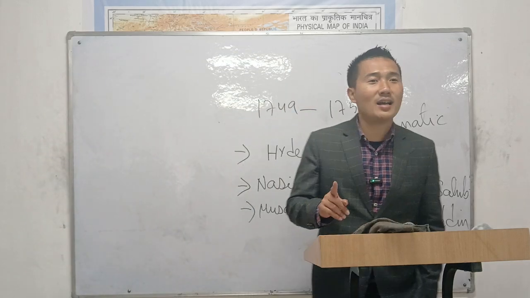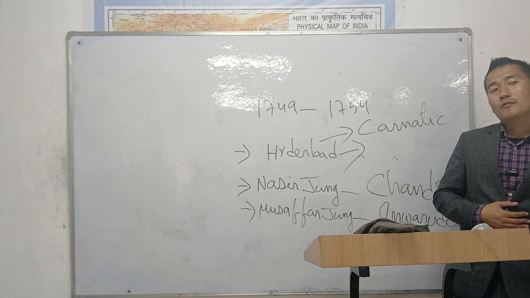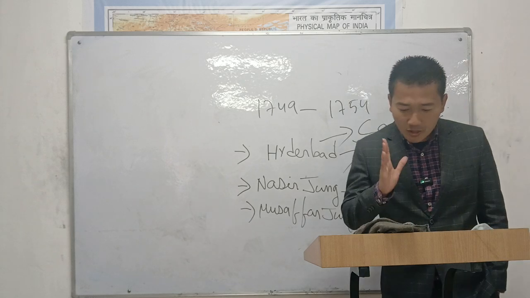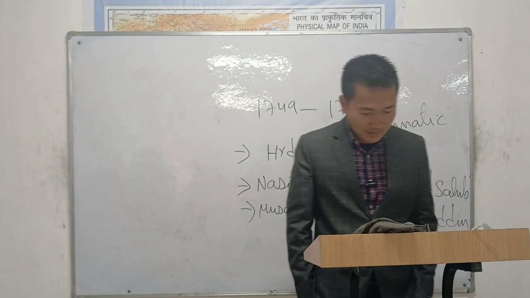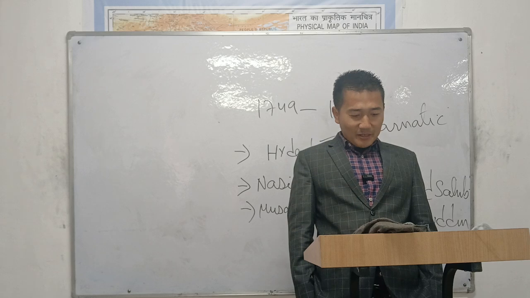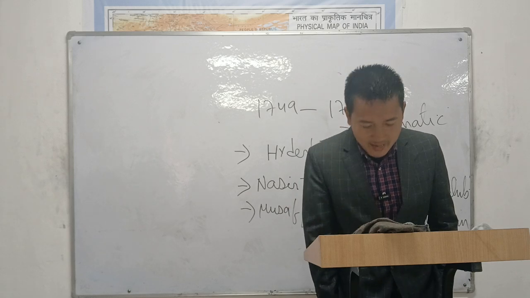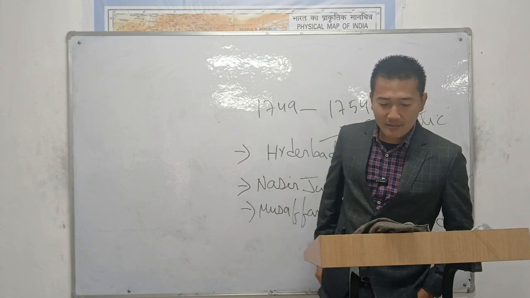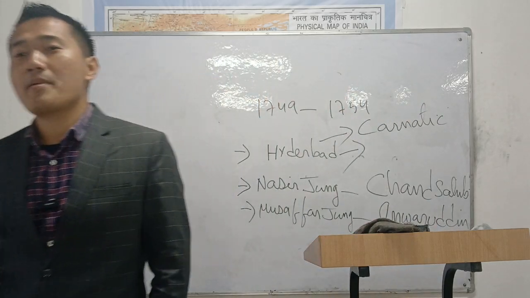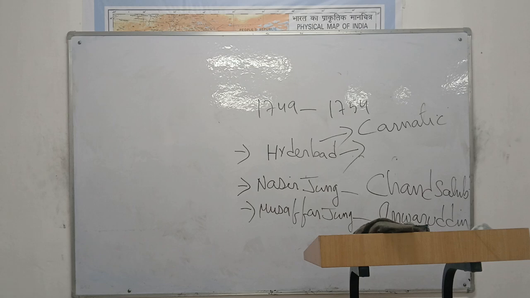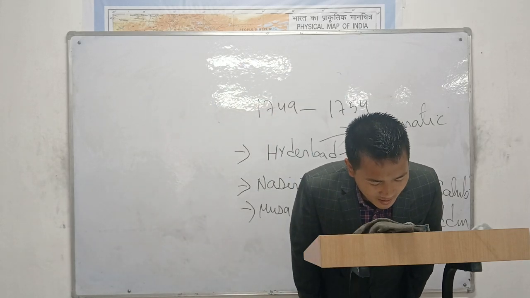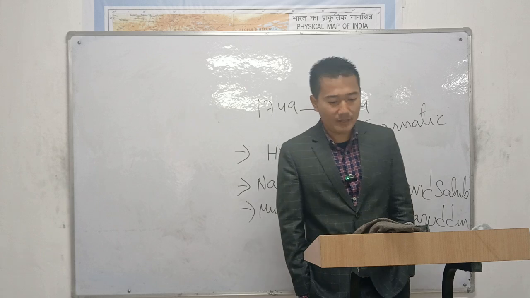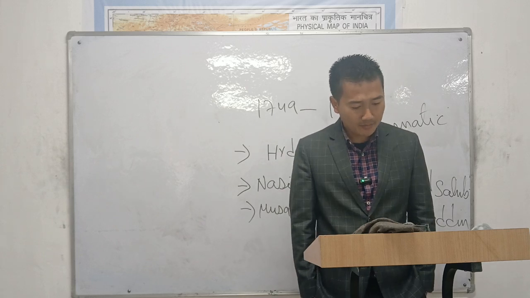The last battle is known as the Third Anglo-French War, which occurred in the year 1758. Please write it down. The Third Anglo-French War occurred in the year 1758 and ended in the year 1763 by the Treaty of Paris. Paris is the capital city of France, right? So the Treaty of Paris ended the Third Anglo-French War in 1763.